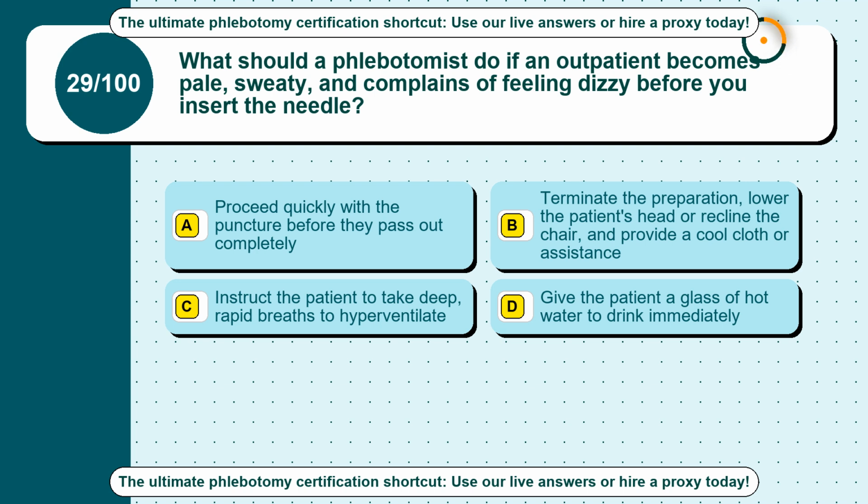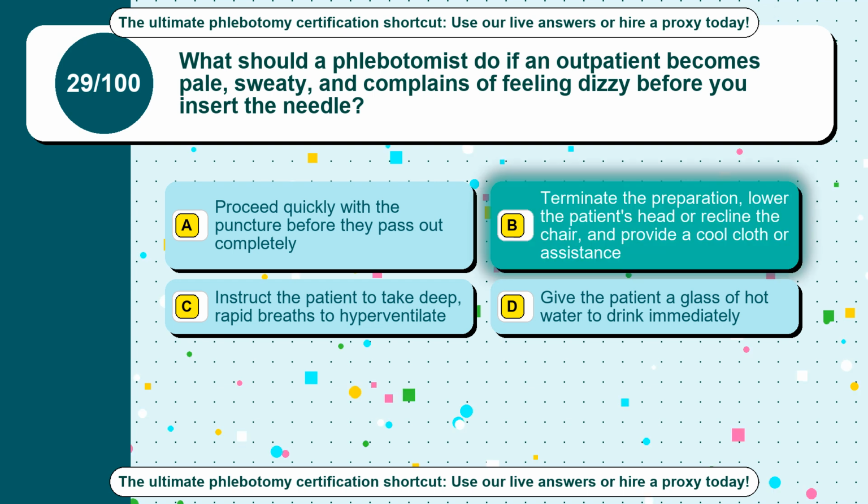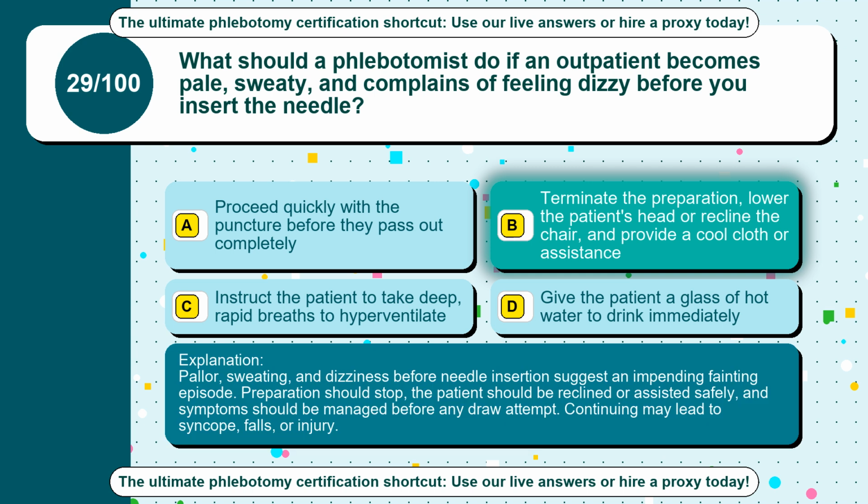Option C, instruct the patient to take deep, rapid breaths to hyperventilate. Option D, give the patient a glass of hot water to drink immediately. The correct answer is option B, terminate the preparation, lower the patient's head or recline the chair, and provide a cool cloth or assistance. Pallor, sweating, and dizziness before needle insertion suggest an impending fainting episode.